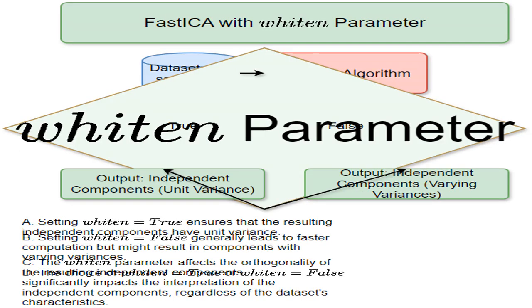This parameter in FastICA is a preprocessing step. It's like preparing your ingredients before you start cooking. Setting it to true or false significantly changes how the algorithm processes the data.